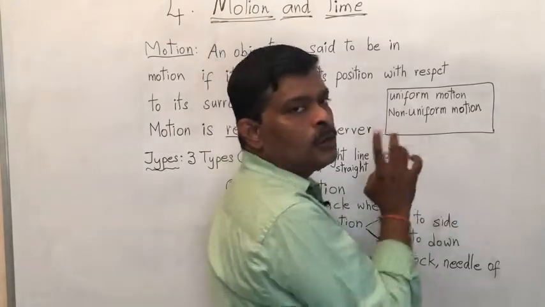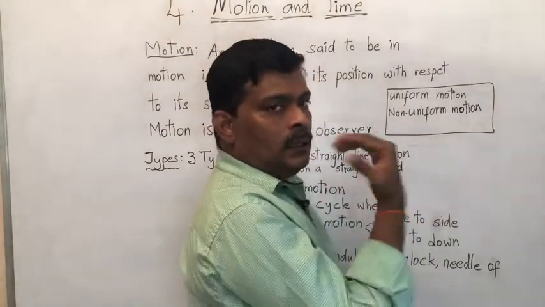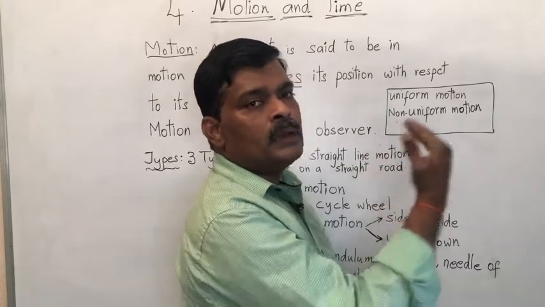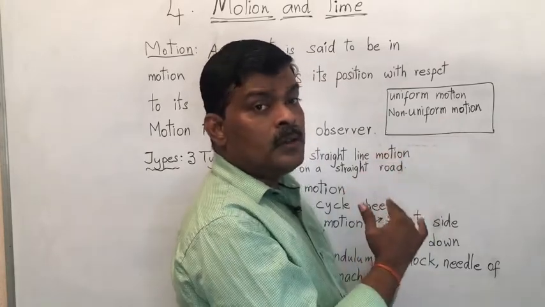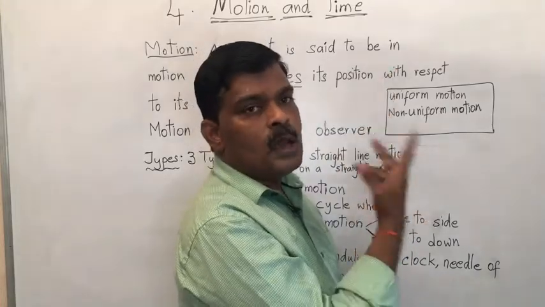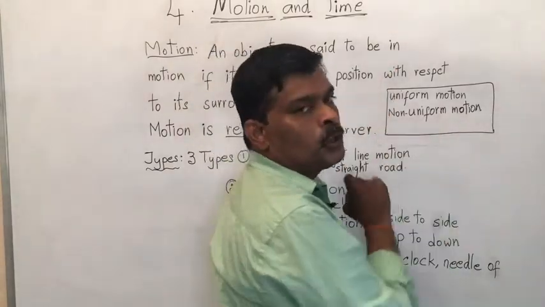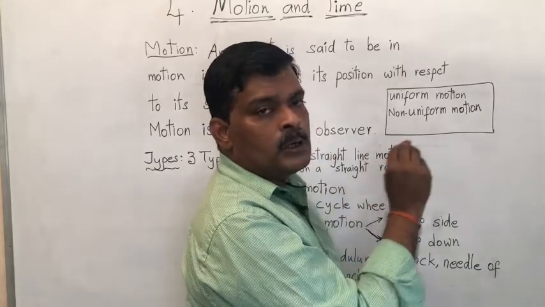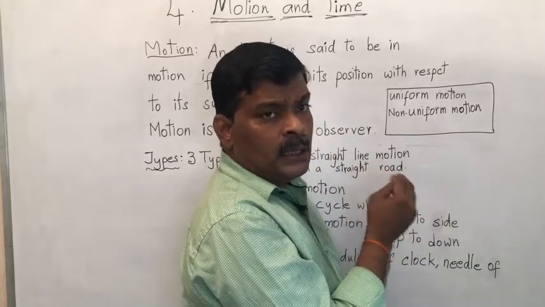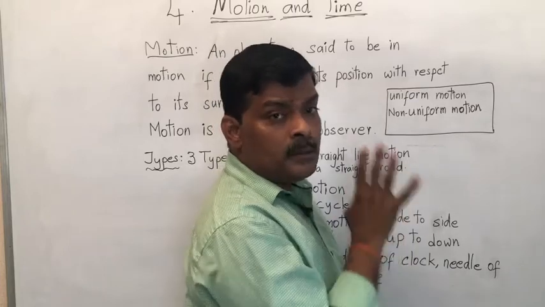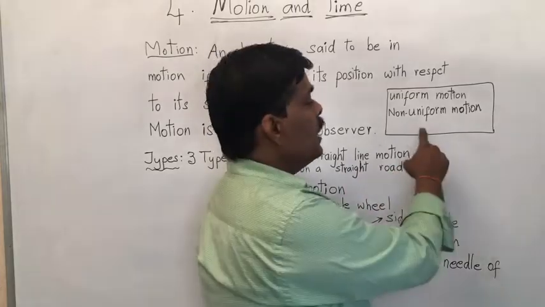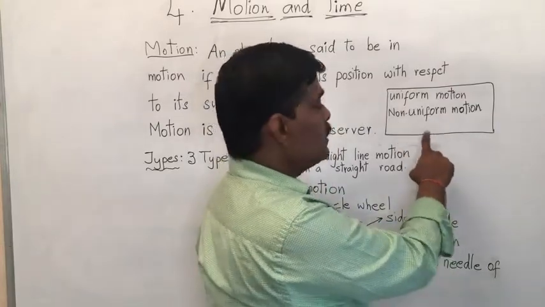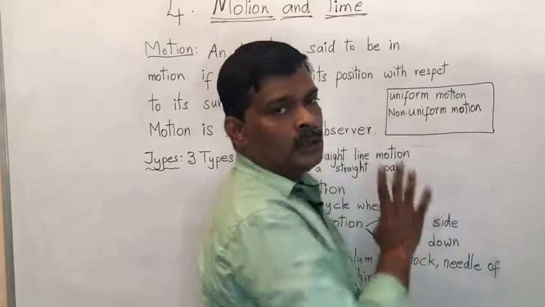Next one, non-uniform motion. What is this? That person moved in different timings with different distances, or the same distance in different timings. Both are considered non-uniform motion. One example: in the first 5 seconds he moved 10 meters. In the next 5 seconds, if he moved 20 meters, then it is a non-uniform motion. Like that, two varieties of motion we can tell: uniform motion and non-uniform motion.